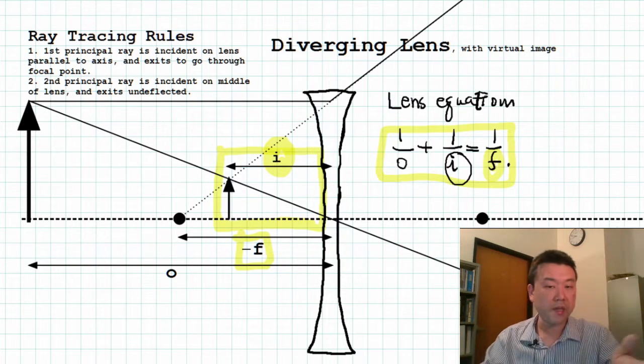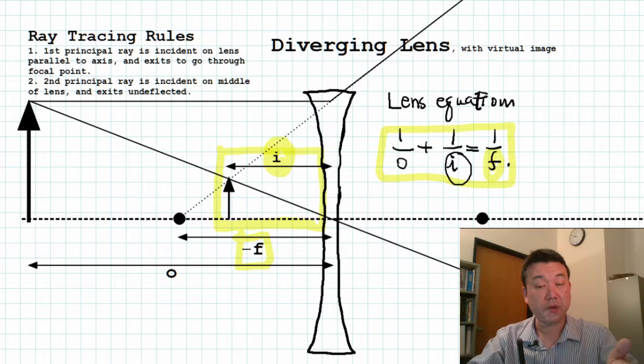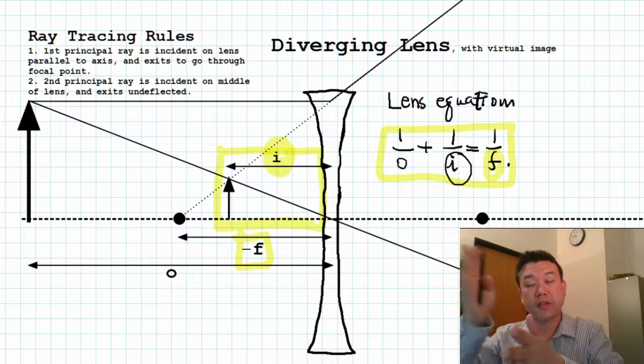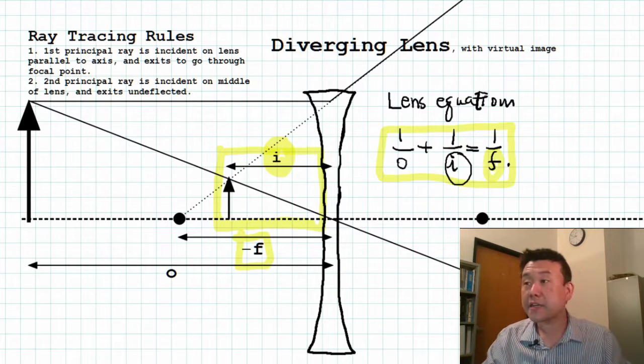You handle the first lens, and you use the image of the first lens as the object of the next lens, and so on. So that's it.